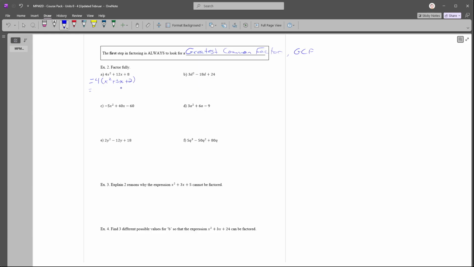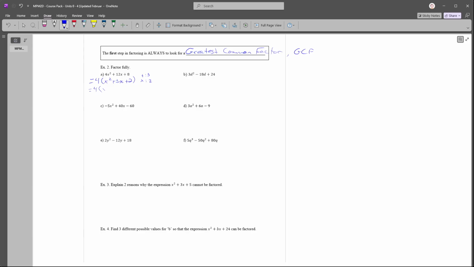Okay? So we need to find two numbers that add to 3 and multiply to 2. This is a positive, so I'm going to have two of the same sign. This is a positive, so they're both going to be positive numbers. So what are the numbers? 1 and 2? Yep, makes sense. 2 plus 1 is 3. 2 times 1 is 2. So we leave the 4 alone. 4 isn't part of this.